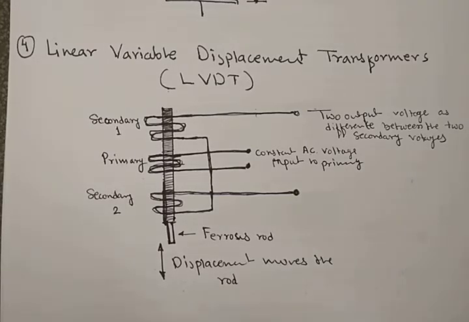However, when the core is displaced from the center position, a greater EMF is induced in one coil than the other. The difference between the two EMFs increases as displacement increases. This is how LVDT works.